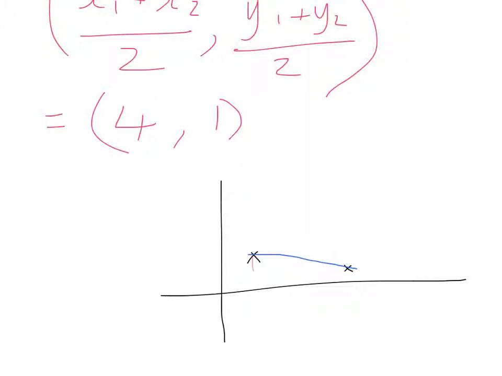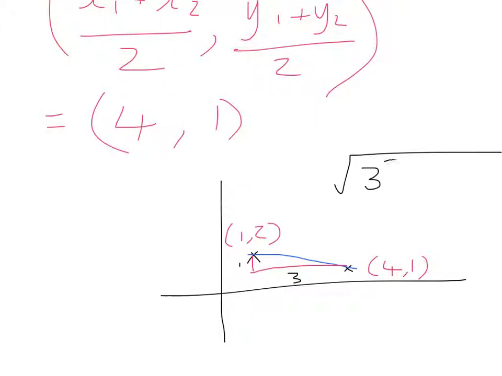I've got a very small triangle here. I know that's 1, 2. I know that's 4, 1. So in terms of my values here, the x distance is 3, the y distance is 1. It is the root of 3 squared plus 1 squared, which is the root of 9 plus 1, which is root 10. And that concludes the assignment.